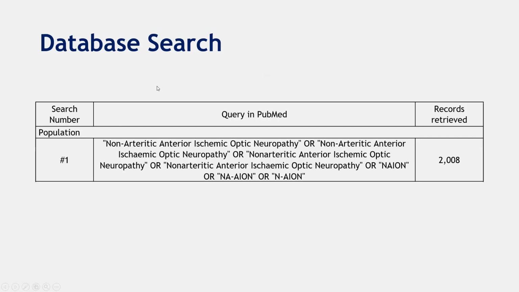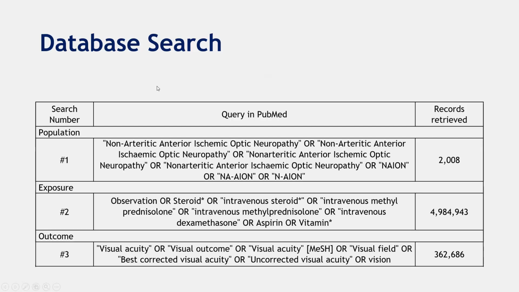We need to do the same for exposure and we need to do the same for outcome. So here we see for exposure, we try to put the different search terms. We see there are 4 million articles. And when we wanted to put outcome, we see there are around 3 lakh articles.